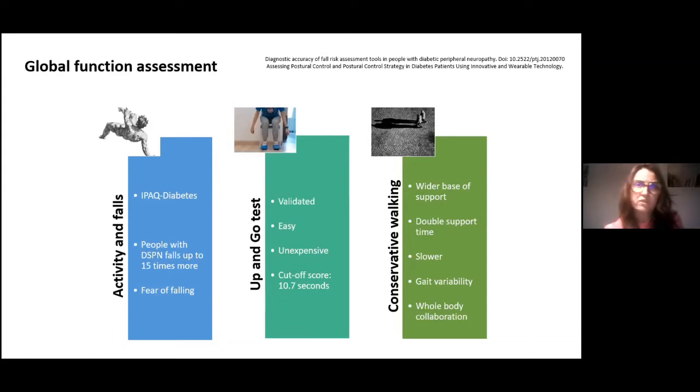Slow motion videography, gyroscopes, and force platforms are useful for analyzing our patients' movement. In relation to walking, we must know that people with distal symmetric polyneuropathy perform a conservative walking, mainly due to sensory loss. We find a wider base of support, larger double support time, lower gait, non-adjusted muscular effort, and more gait variability.